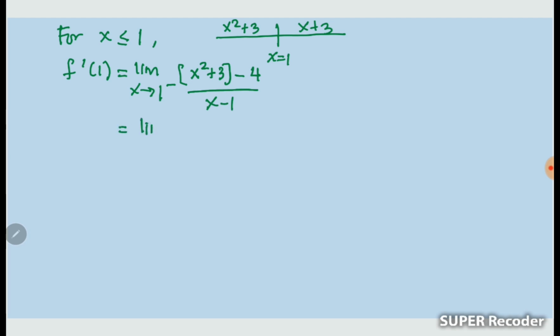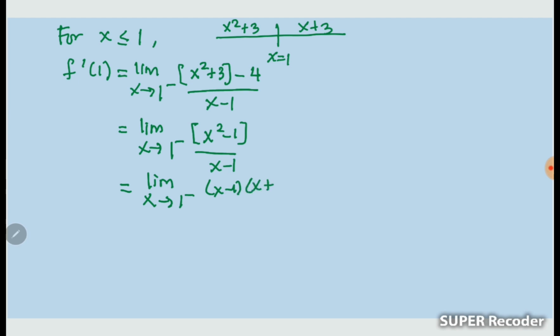Simplify, you will get the limit when x approaching 1 from the left for x squared minus 1 over x minus 1. Simplify, you will factorize: the limit when x approaching 1 from the left for (x minus 1) multiply with (x plus 1) over x minus 1. Cancel out x minus 1. So the answer is the limit when x approaching 1 from the left for x plus 1, that is 2.